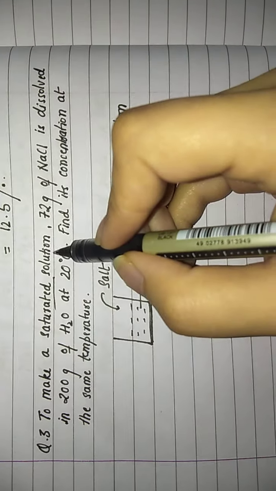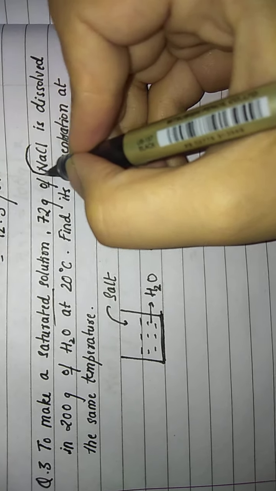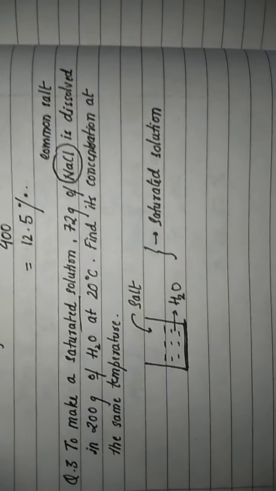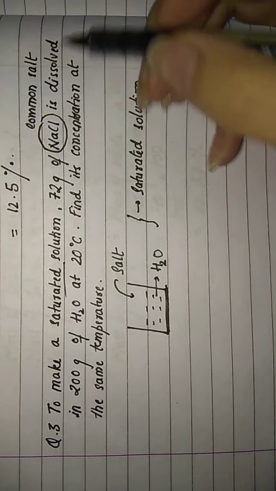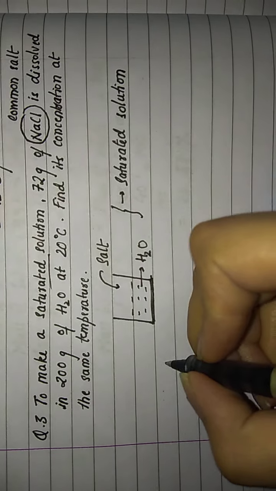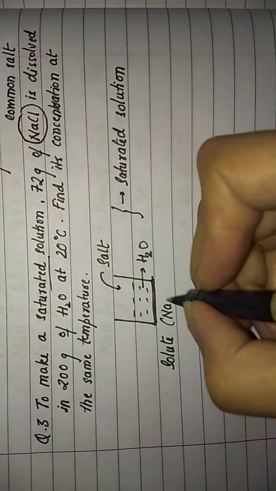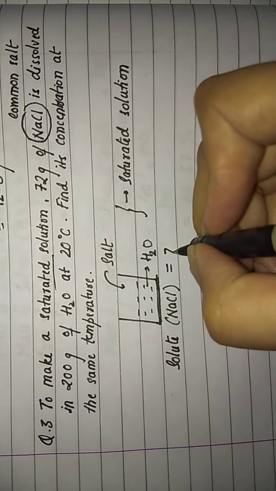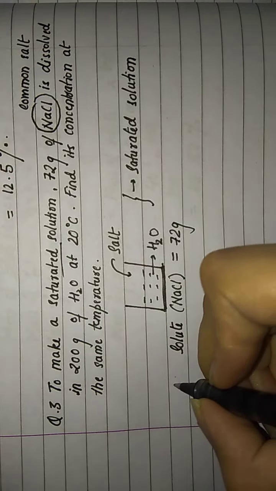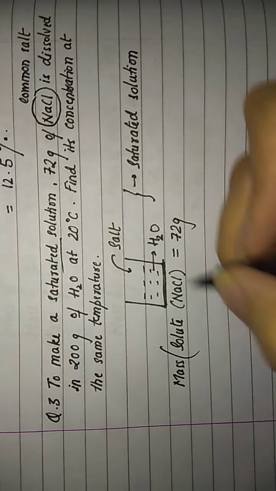To make a saturated solution, 72 grams of NaCl. This is nothing but your common salt that you use at home. Okay, so 72 grams of NaCl is dissolved in 200 grams of water. So this is having a lower quantity. So solute will be NaCl and I am directly writing its mass. It's 72 grams. Mass of solute.